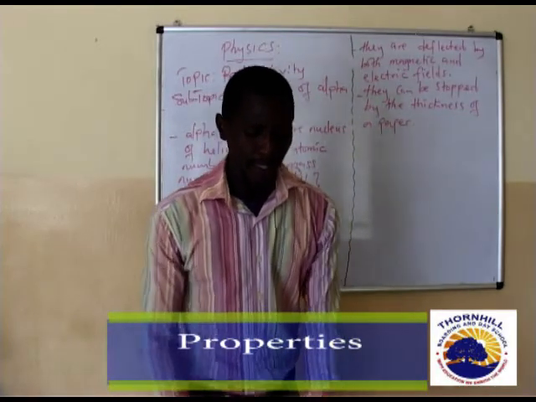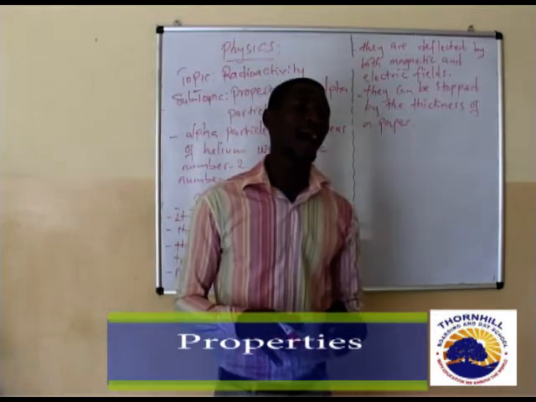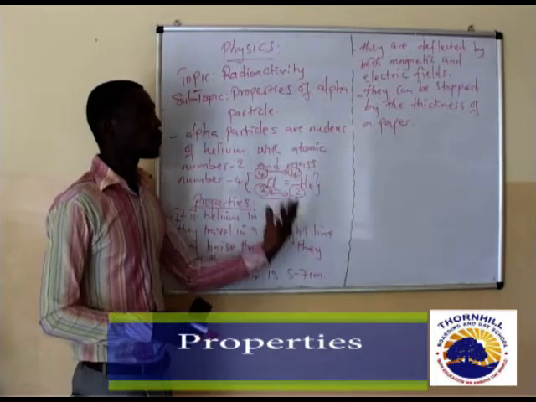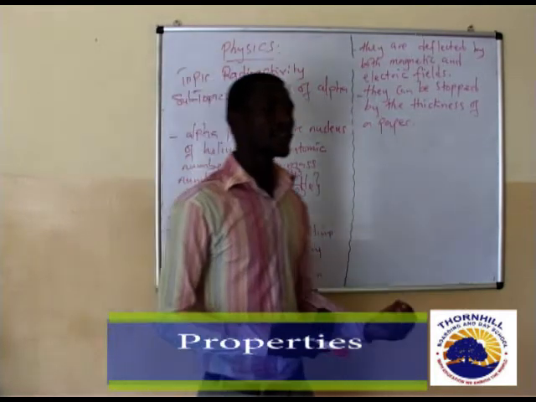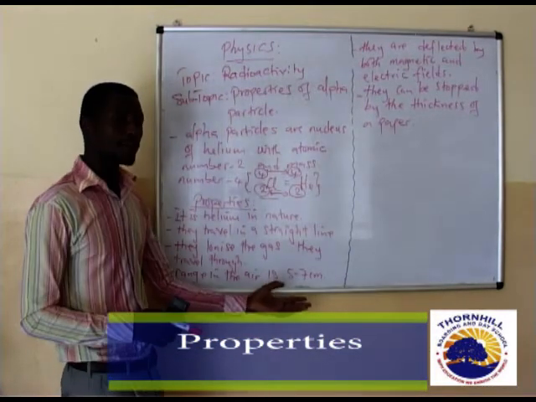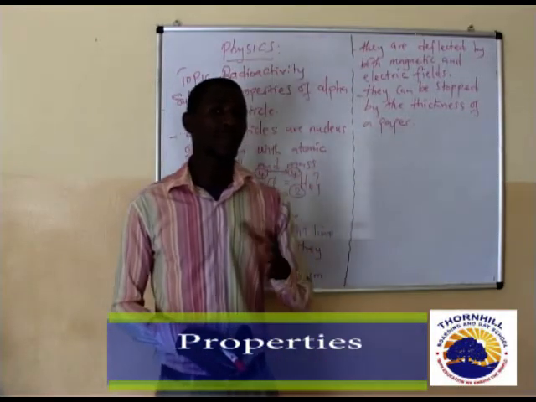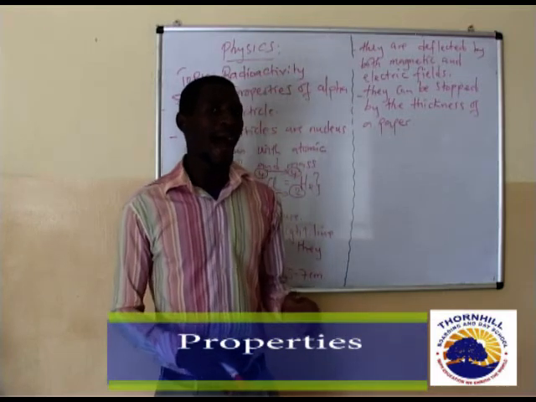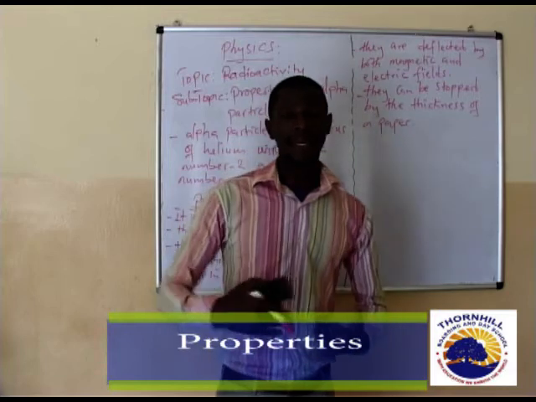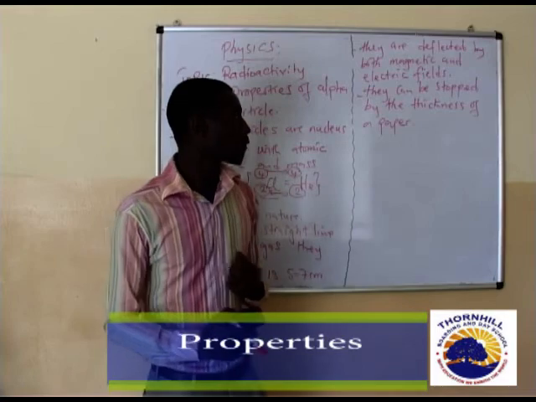So these are the properties of alpha particles. If you observe a radioactive material being emitted which only covers a distance of about 5 to 7 centimeters in the air, can be stopped by a thickness of paper, and can also be deflected by either a magnetic or an electric field, it means that particle is an alpha particle.